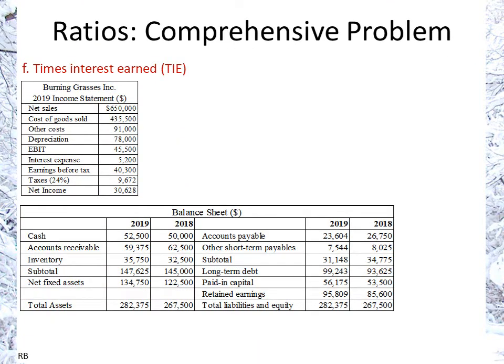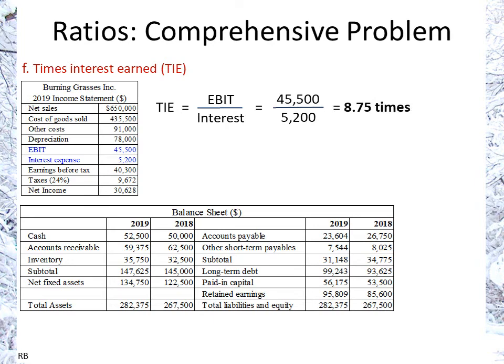Now the times interest earned tells us, and especially the banks would be interested in that, how much we are earning more than the interest. And the earnings is not the net income, but rather the earnings before interest, because the interest we're paying, the 5,200, can be paid out of the earnings before interest and tax, often called the operating income or operating earnings. So here we have 45,000 divided by 5,200, so that's 8.7 times.